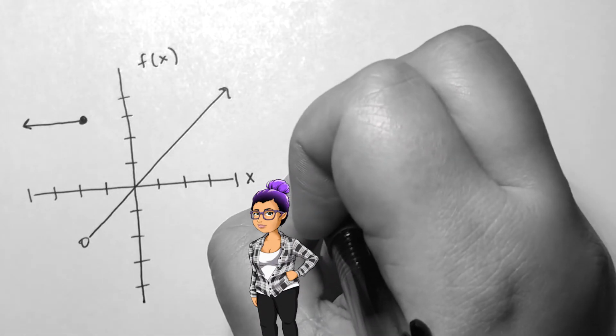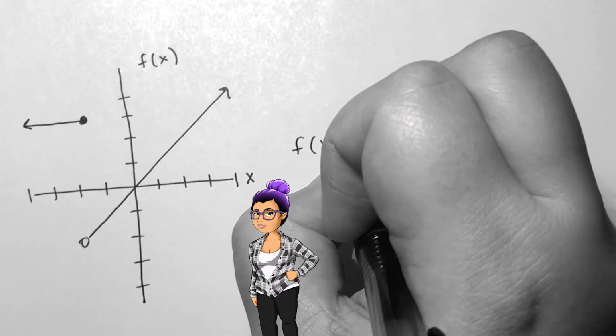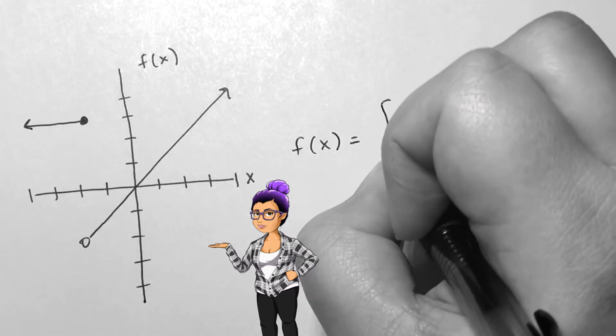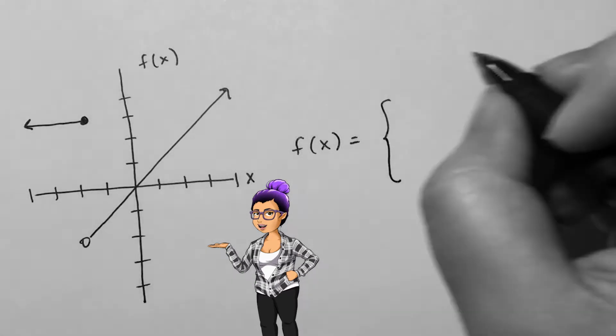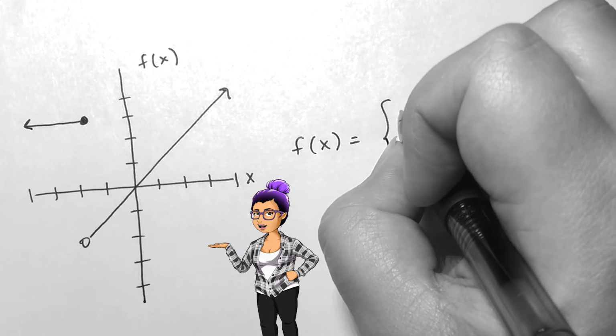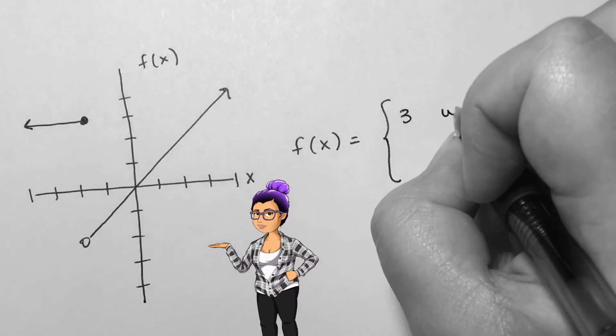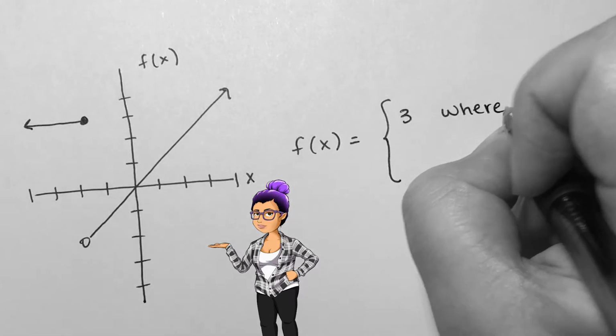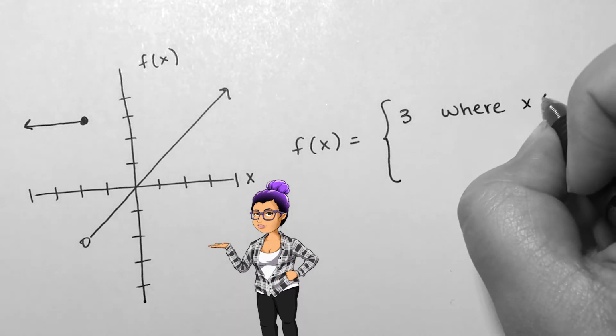To visualize what I mean by defining a function based on pieces of others, let's look at a graph of one. This graph looks like a constant function with 3 as the output for every input smaller than or equal to -2. It looks like the identity function for all of the inputs strictly greater than -2.